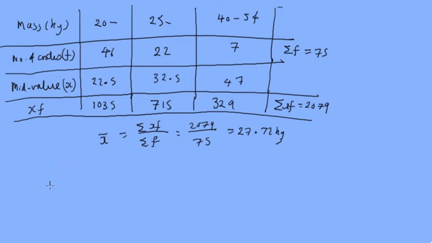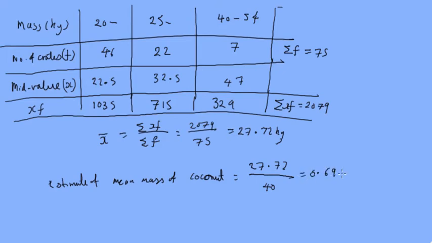Now, the estimate of a mean mass of a coconut will be our answer to this. Our mean mass, 27.72 divided by 40, because there's 40 coconuts, which is 0.693 kilograms.